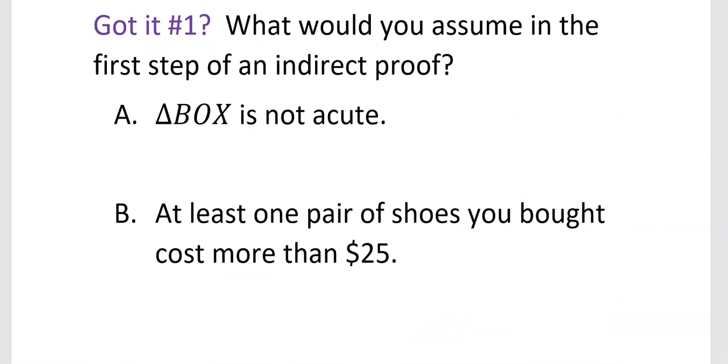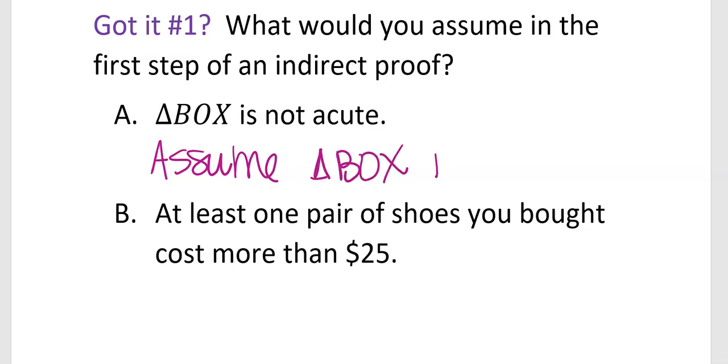Okay, here's a got it question. Let's try this one as well. Again, what would you assume in the first step of an indirect proof? So triangle BOX is not acute. How would you restate that one? Okay, so triangle BOX is acute. And so assume triangle BOX is acute.